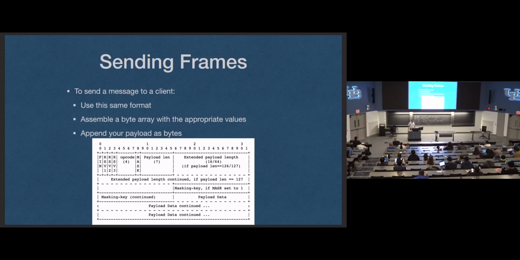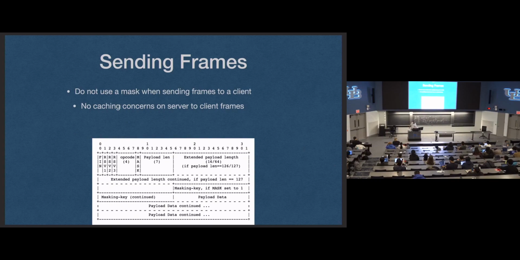When you send a frame, you're going to use the same exact format, the same exact protocol, I should say, in the same format of this. I guess format's true too. The difference is your mask bit will be 0, and you will not use a masking key. Other than that, it's all the same thing.